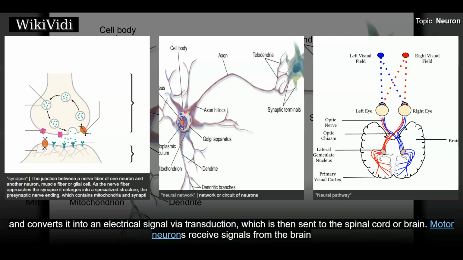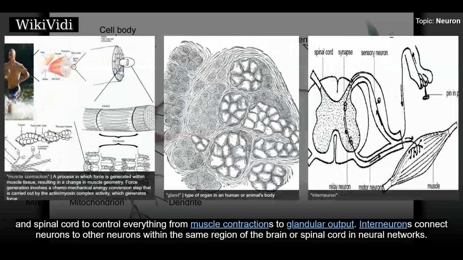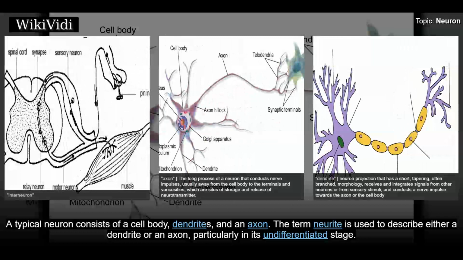Motor neurons receive signals from the brain and spinal cord to control everything from muscle contractions to glandular output. Interneurons connect neurons to other neurons within the same region of the brain or spinal cord in neural networks. A typical neuron consists of a cell body, dendrites, and an axon. The term neurite is used to describe either a dendrite or an axon, particularly in its undifferentiated stage.